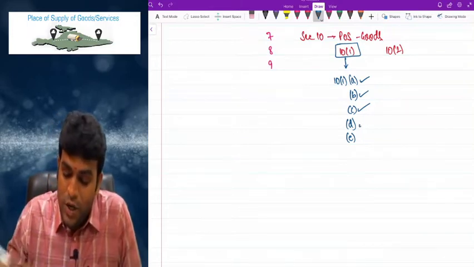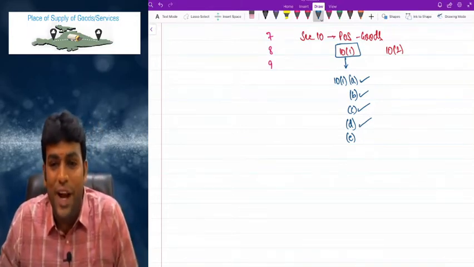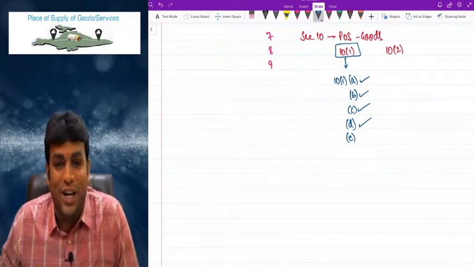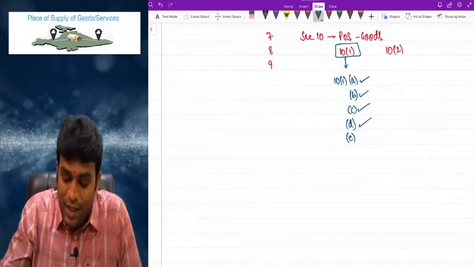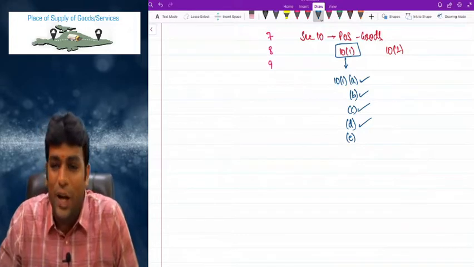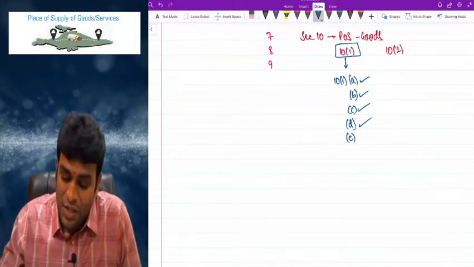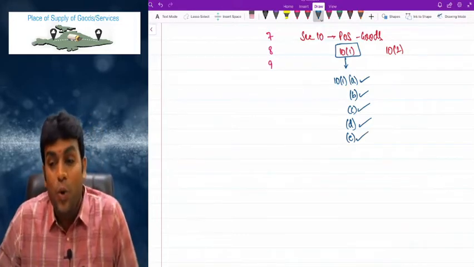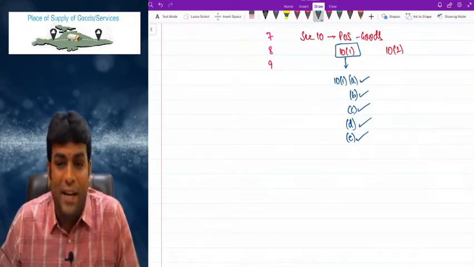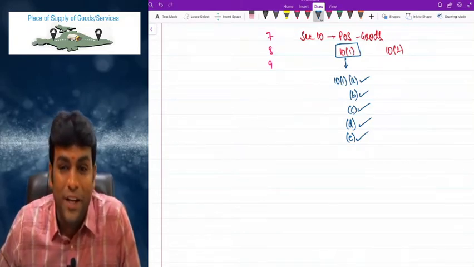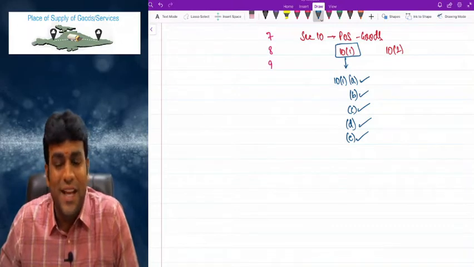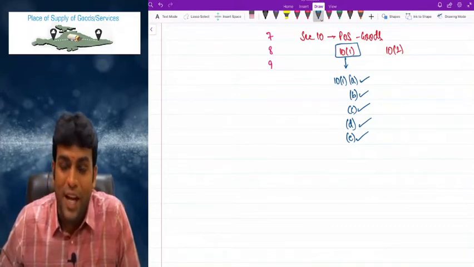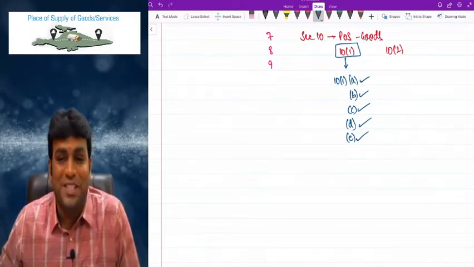And 10.1d talks about place of supply in case where goods are assembled or installed, and place of supply will be the place where goods are assembled or installed. And last one, 10.1e talks about goods supplied on board a conveyance, and place of supply is the place where goods are taken on board.